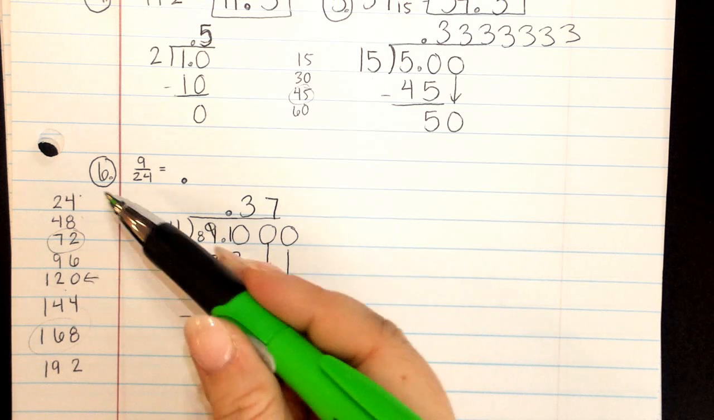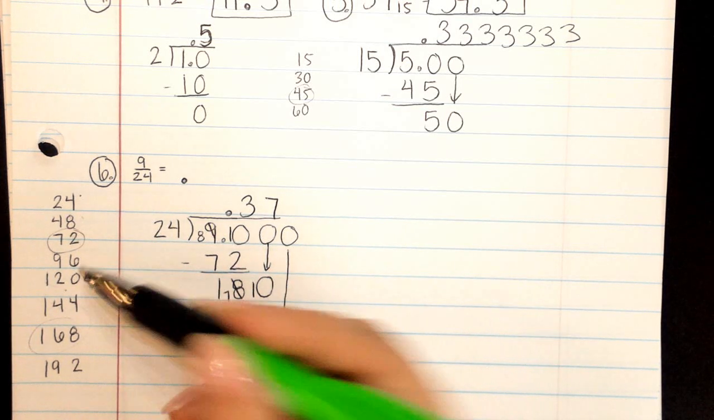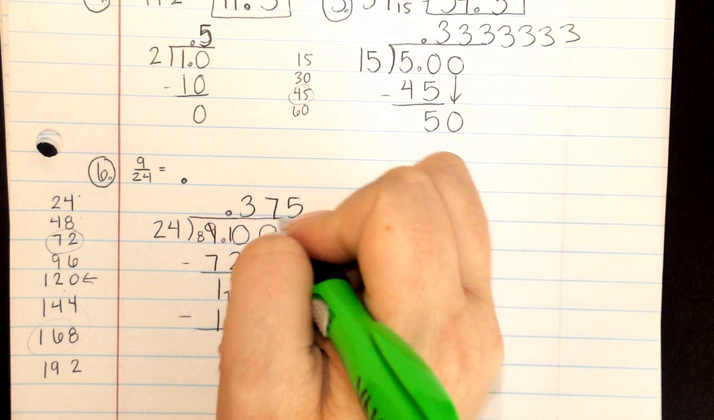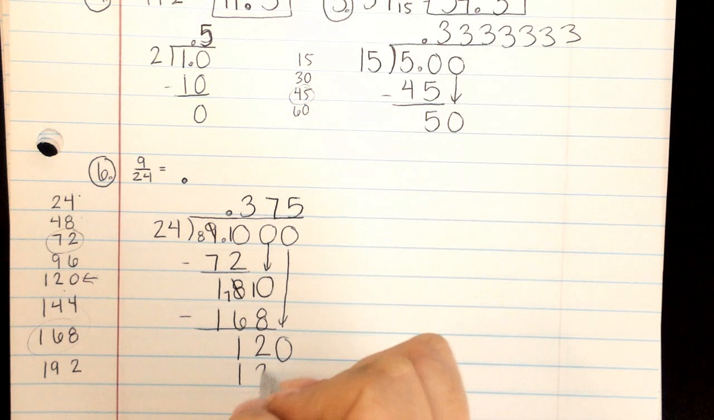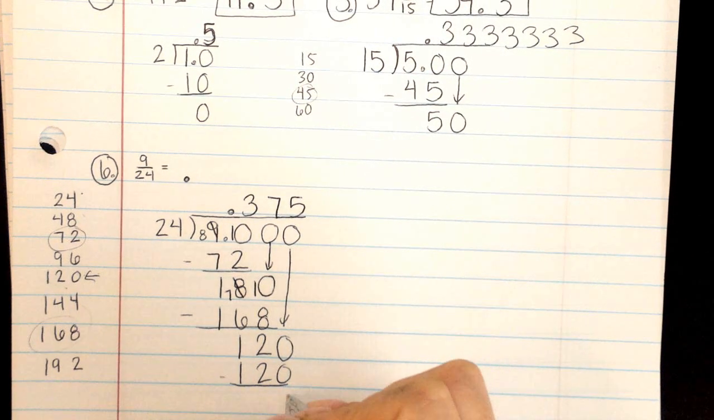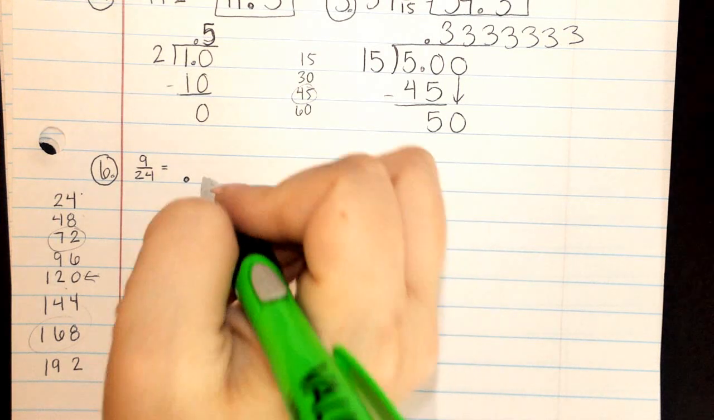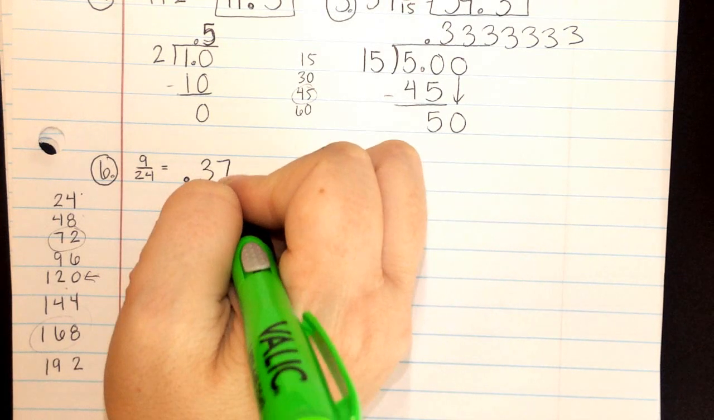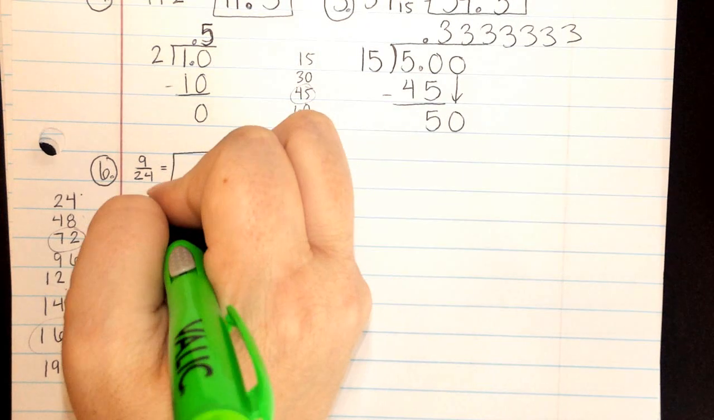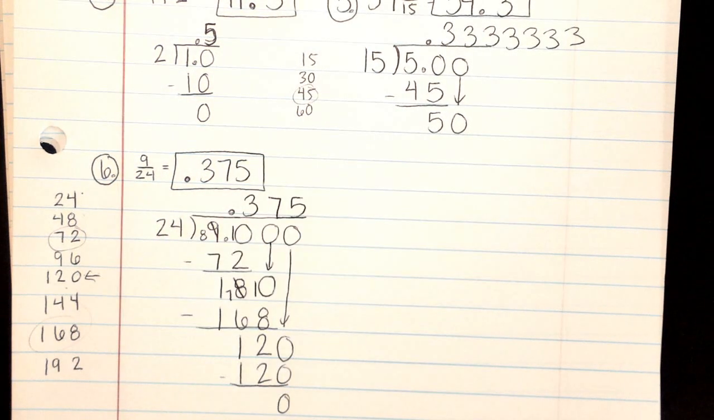So here's my 120, which was 1, 2, 3, 4, 5. So I'm going to put 5. 5 times 24 is 120, so I get the end of my problem. So for my answer here, there's nothing in front, and we just have 375. So 0.375. Or 375,000.